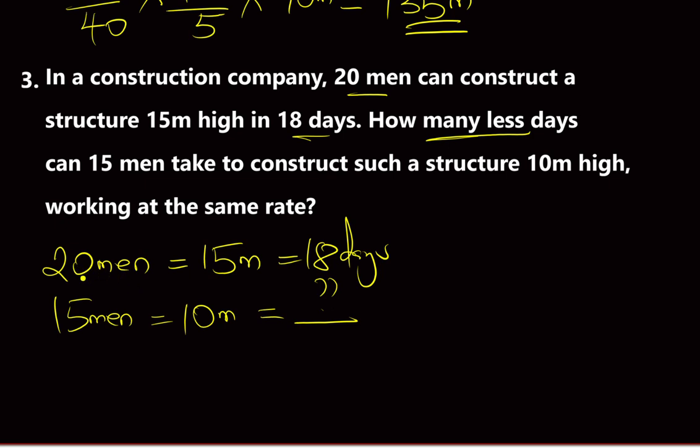If 20 men are using 18 days to do something, what about 15 men? The numbers of men have been reduced, the workers have been reduced. So they will definitely use more or require more days. More days, increasing ratio. We will have now the bigger value at the top, 20 over 15, times.